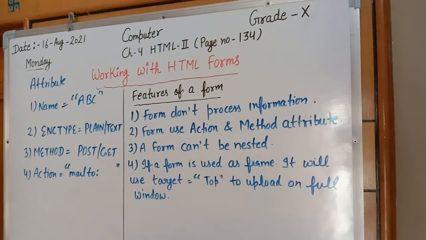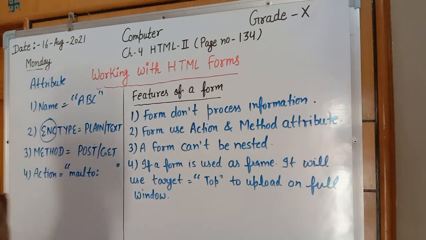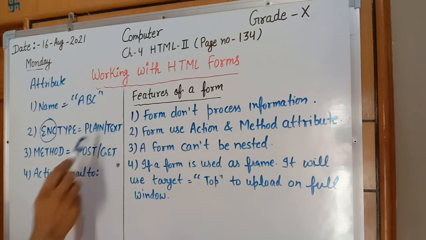Second is ENC type. ENC full form is encryption. It will convert the data code into another form. So it will encrypt the data on the sender side. So it specifies how the data is sent to the destination. It encrypts the data and sends it to the destination position. Encryption type can be plain or text.